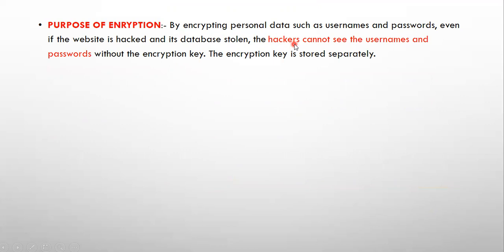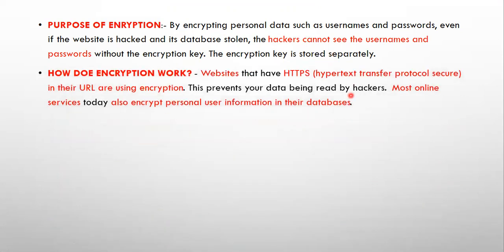Now, the purpose of encryption is so that hackers cannot see, for example, usernames and passwords. That's one example. By encrypting personal data such as usernames and passwords, even if the website is hacked and its database is stolen, the hackers cannot see the username and password. The encryption key is generally stored separately. So there's no access to the encryption key, so the data cannot be decrypted.